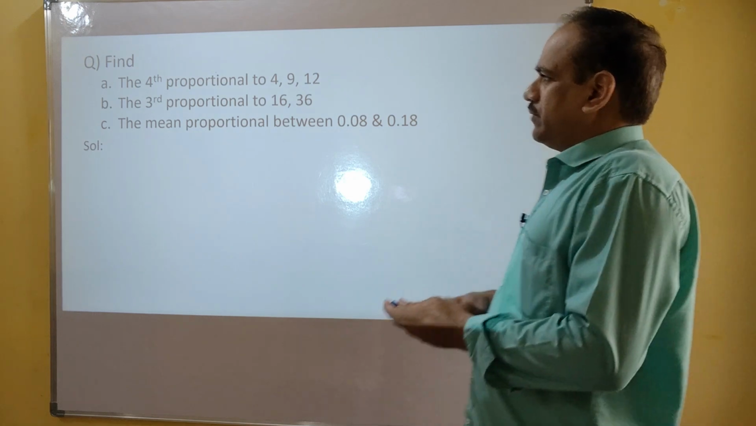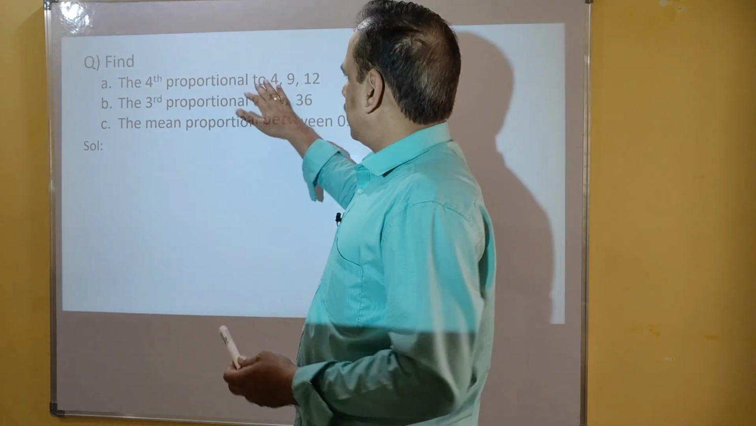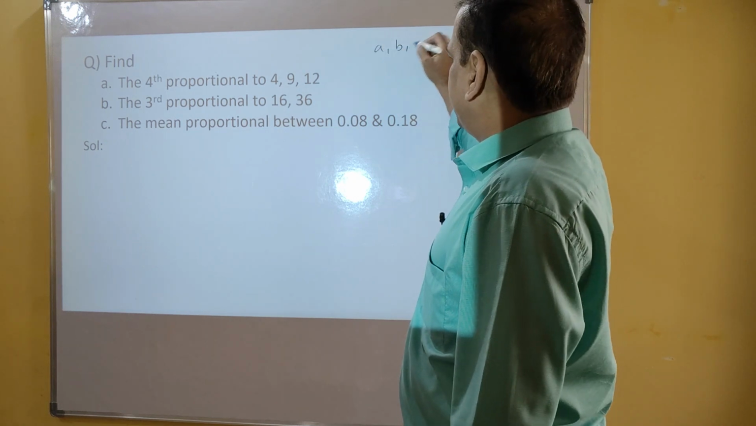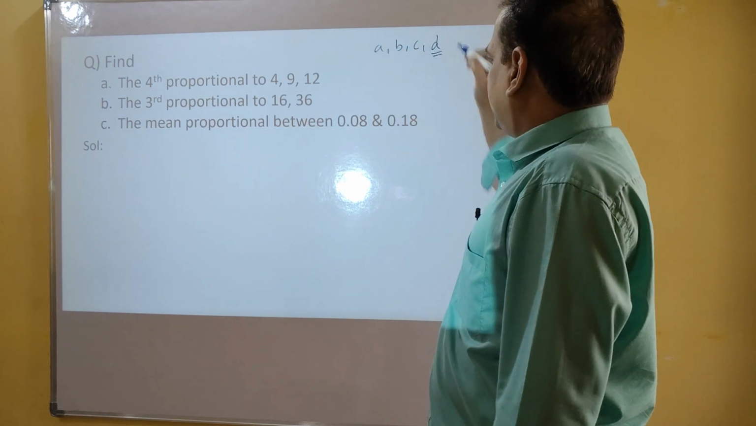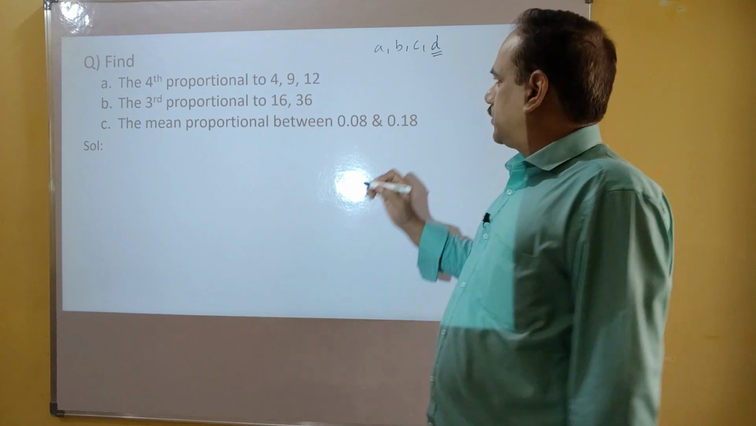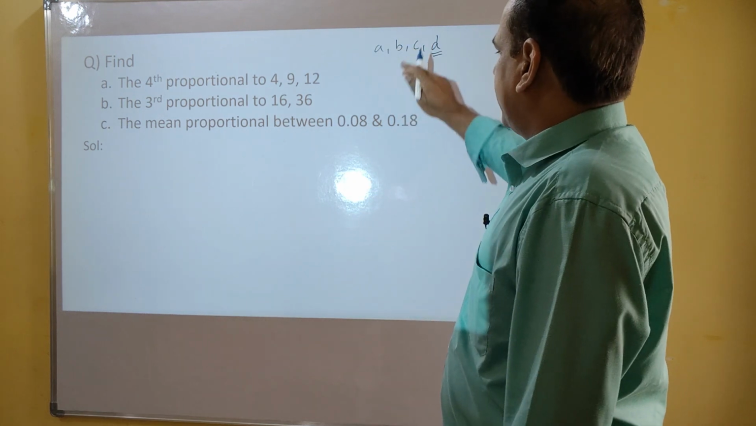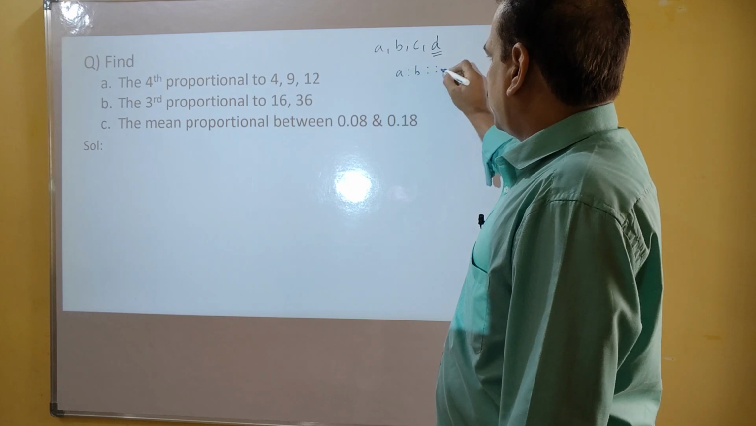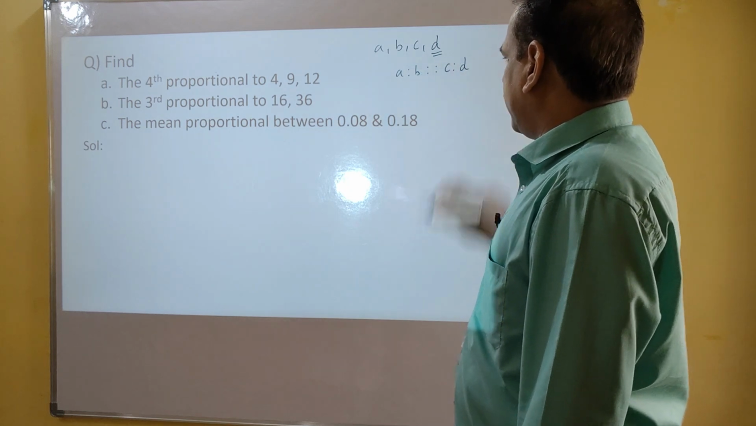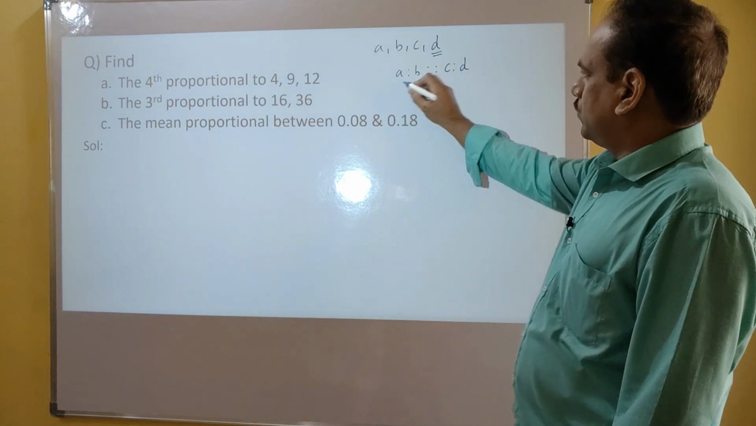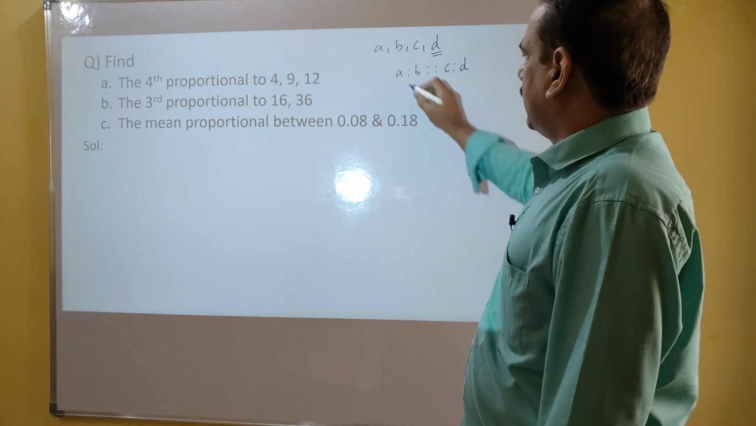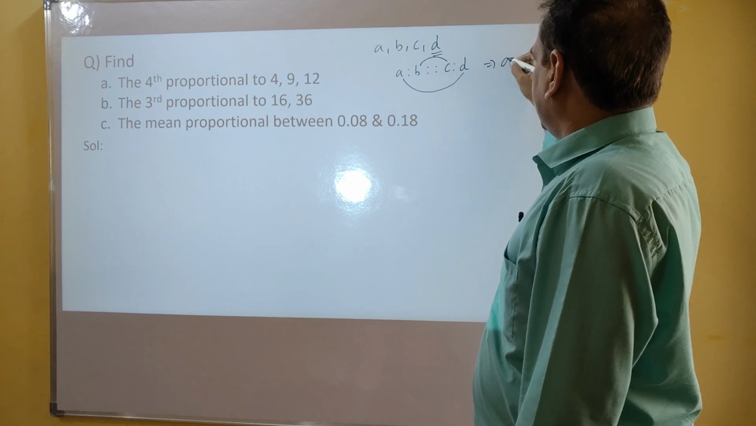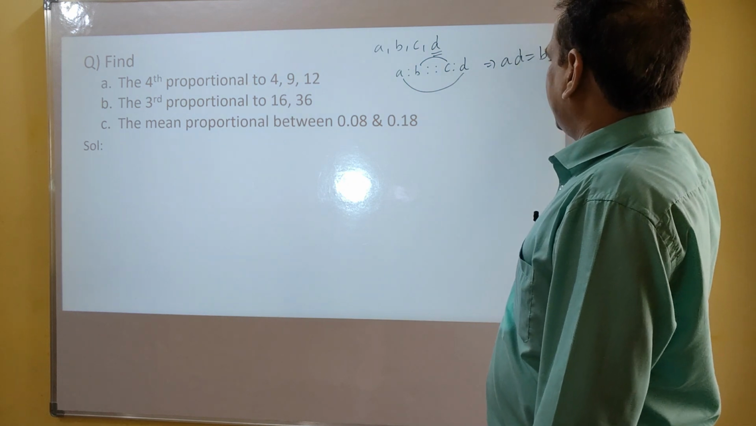So come to this problem. Find the fourth proportional to 4, 9, 12. If you have four numbers A, B, C, D, D is called fourth proportional to the first three numbers A, B, C, if A is to B is proportional to C is to D. What do you mean by A is to B is proportional to C is to D? AD equal to BC. This implies AD equal to BC.